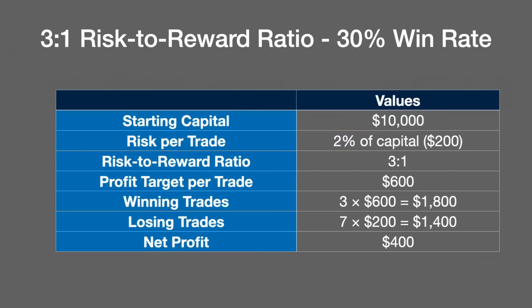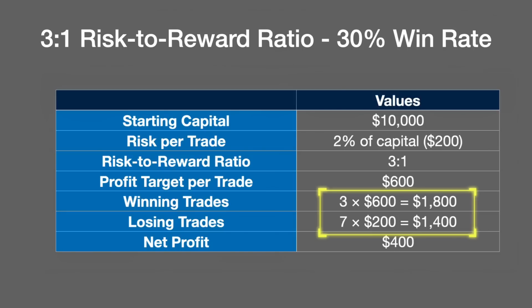Even with a low win rate, let's say just 30%, meaning you win only 3 out of every 10 trades, you can still come out ahead. Let's look at the numbers. Now, let's say you take a total of 10 trades. Out of those, 3 are winning trades, each bringing in a $600 profit. That's 3 times 600 for a total profit of $1,800.